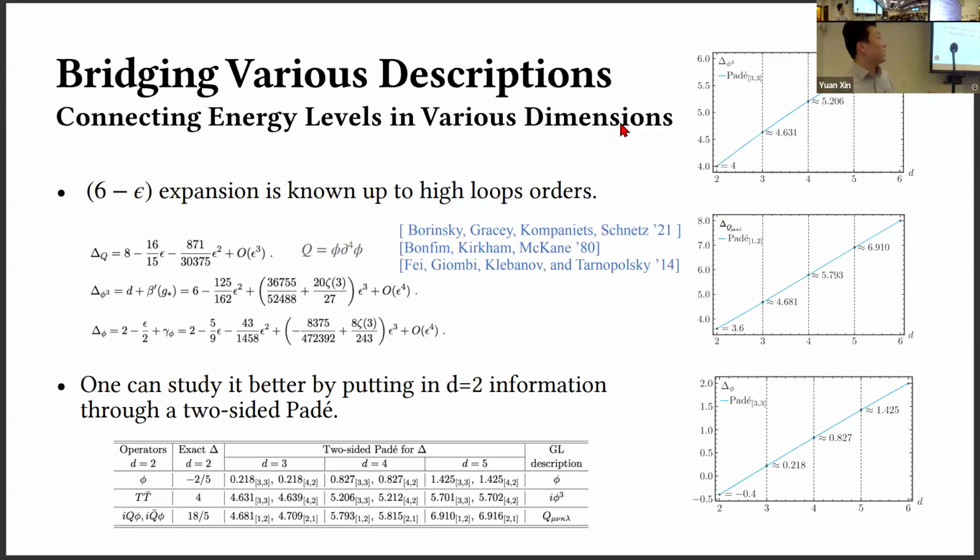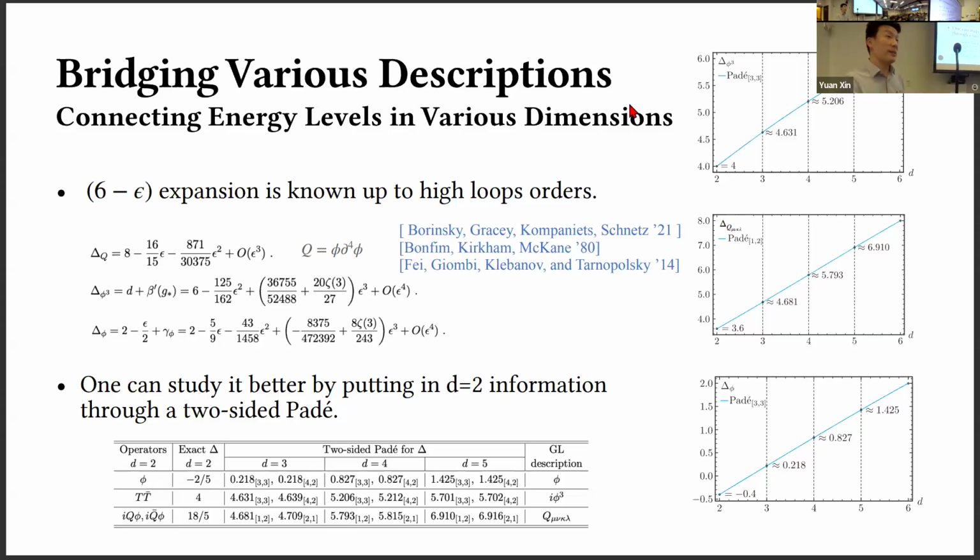Yeah, and we wanted to understand the Yang-Lee dimension in more generic dimensions. We have the 6 minus epsilon expansion, and we also have the exact solution in 2 dimensions. So it's a good strategy to put these 2 pieces of information together and start bridging the understanding from different sides.